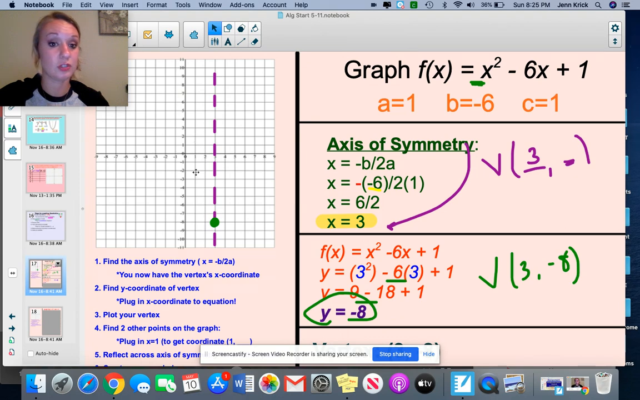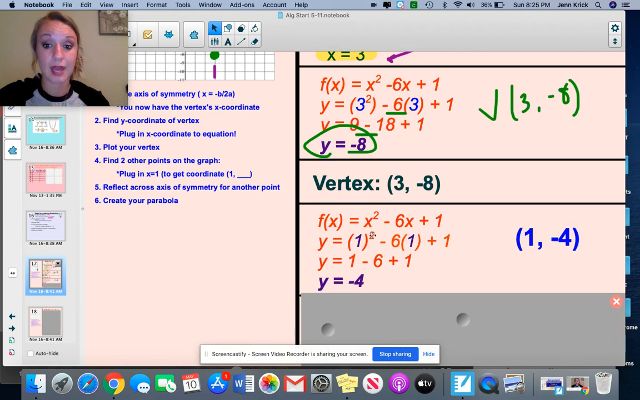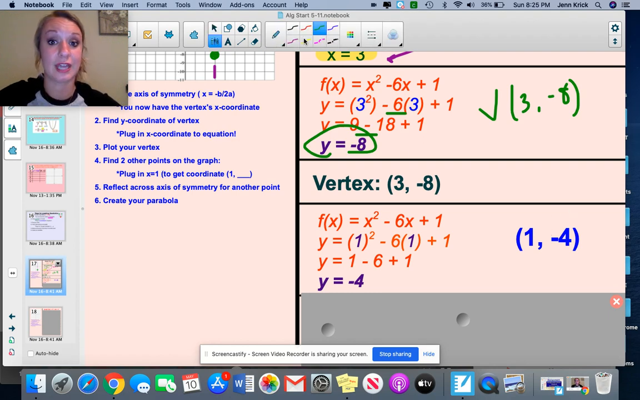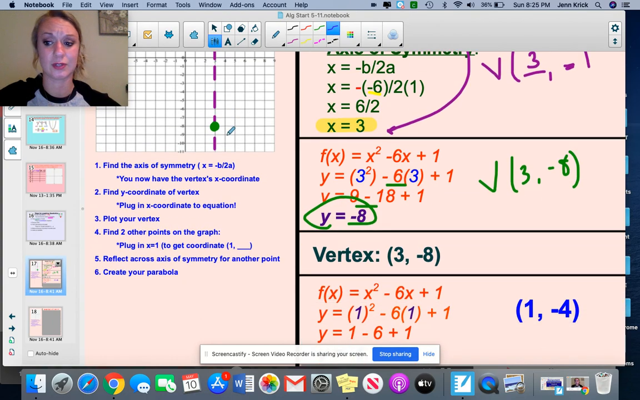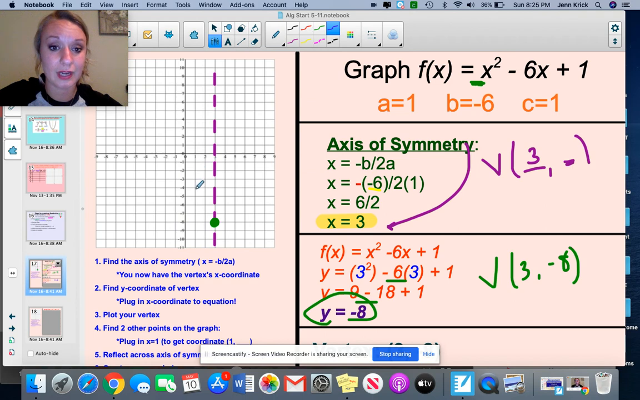So again, we needed to find another coordinate pair that's not your vertex. So I usually always use x equals 1. To do that, I took out my x and I plugged in my 1. When I simplified, I got 1 minus 6, which is negative 5, plus 1, gives me negative 4. Now I can go plot this point on my graph, and I apologize that I made the mistake, but actually it was a good catch for you guys to see that on screen, because obviously I make simple mistakes too. So I'm going to go to 1, negative 4, and I'm going to plot that point.